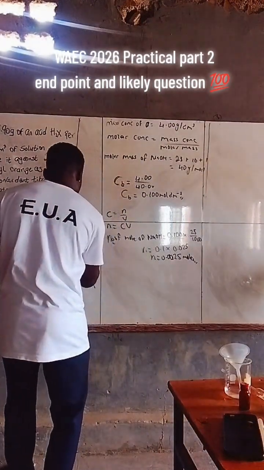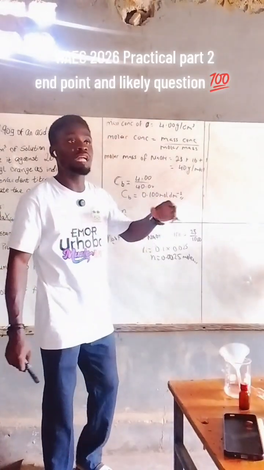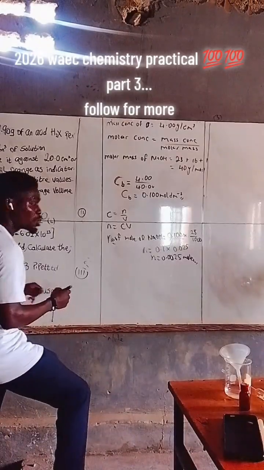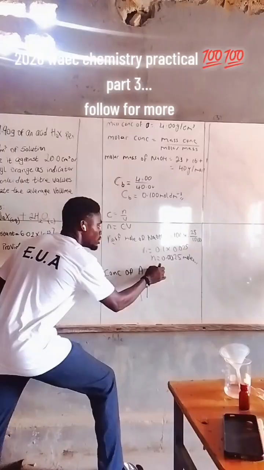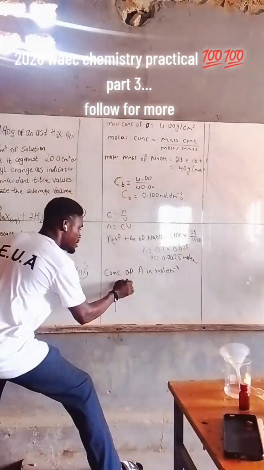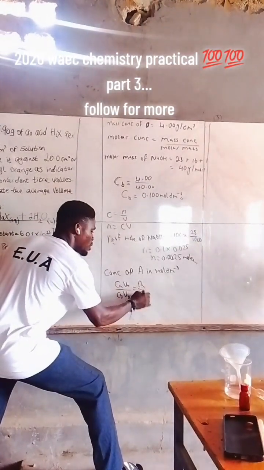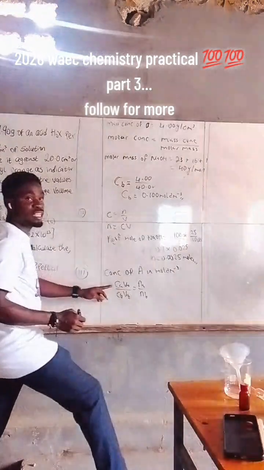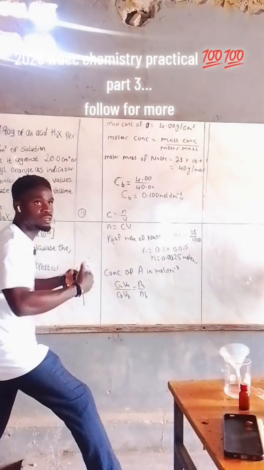Now, in that case, since we have gotten the molar concentration of B, CB, we need to get the concentration of A in moles per dm cube. I'll simply use the formula CaVa over CbVb equals Na over Nb. I must make Ca the subject of the formula before I input the details. Don't just go straight. WAEC will check for that and give marks for that.